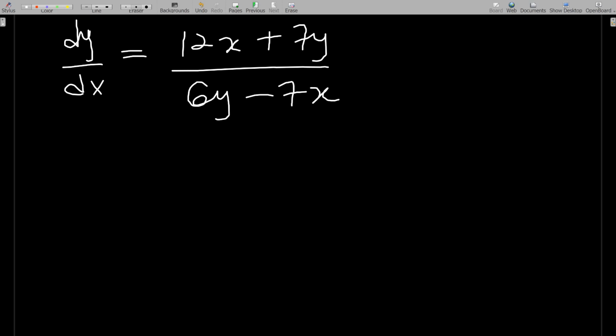And in the next discussion, you're going to take an exact differential equation and solve it. So how do you solve an exact differential equation? That's what we are going to do next in our next discussion.